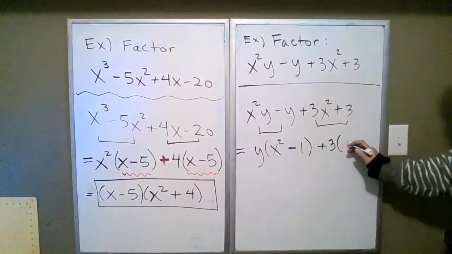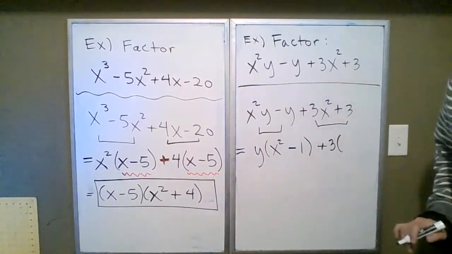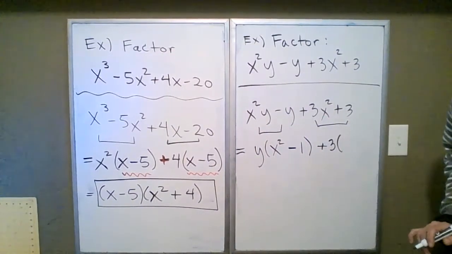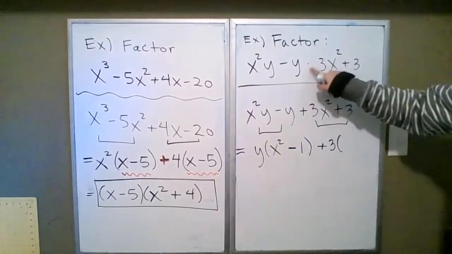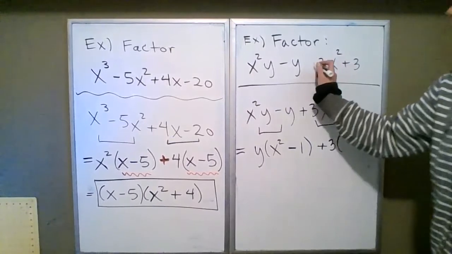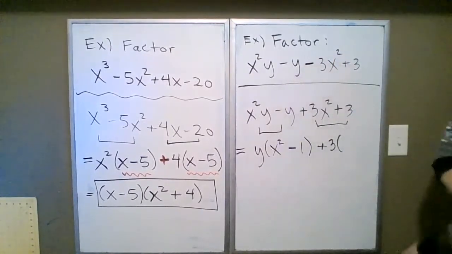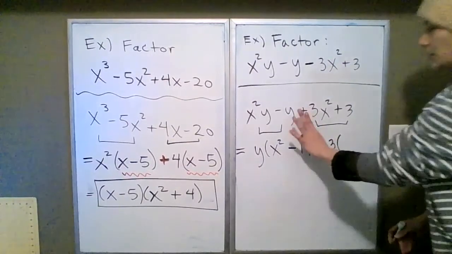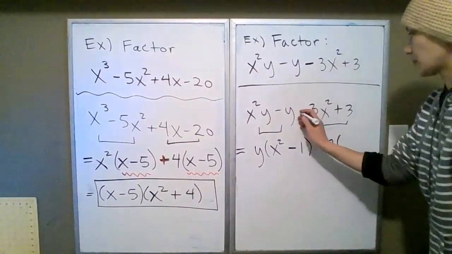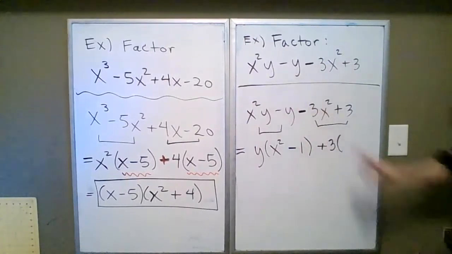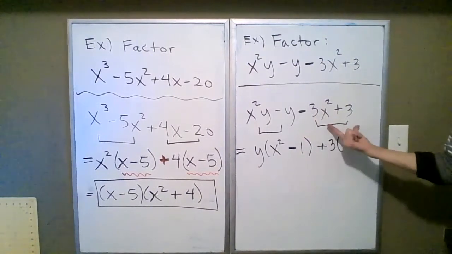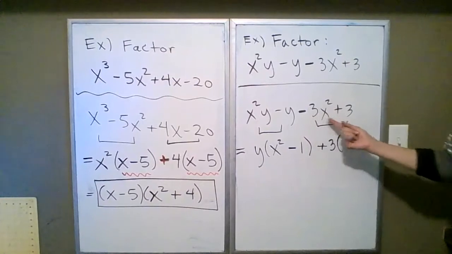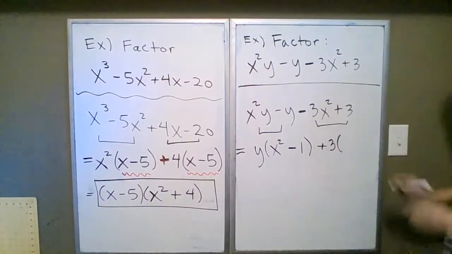Oh, something's wrong. I have a sign off somewhere. This is supposed to be a negative sign right here. Okay, so if there's a negative sign, I'm just going to stick with this. We're going to factor out 3 from the last 2 terms, which means what's here is a negative x squared and plus 1.